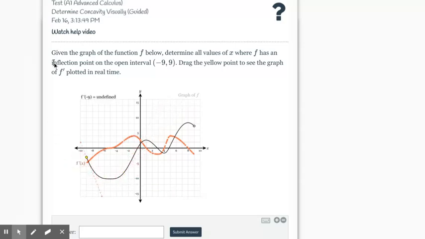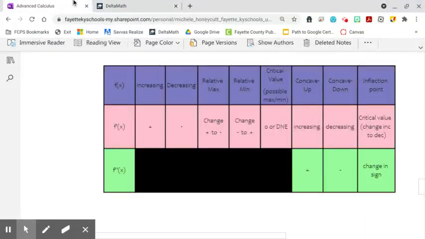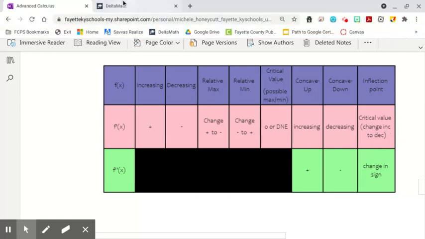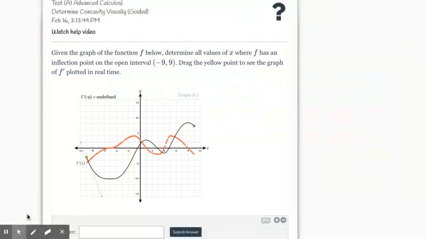Okay, so we're looking for inflection points on this one, so let's pull up our chart. Inflection points happen on the original function where it changes concavity. On the derivative, we need to see a change from increasing to decreasing or vice versa. So let's write that down. So for f, inflection points happen at a change in concavity.